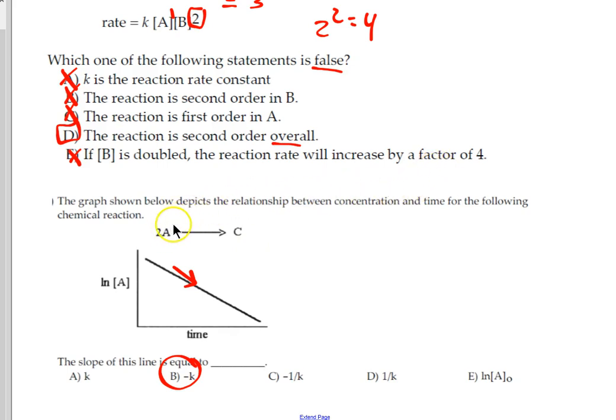That's just saying the reaction is going from 2 of A to C. I don't know why they would just put such a random thing, because it doesn't really make any sense, but it doesn't matter.